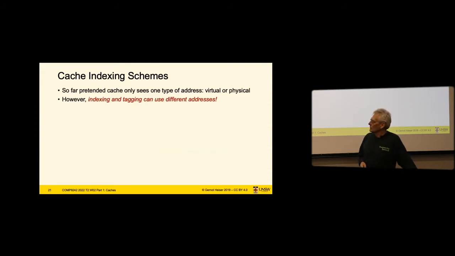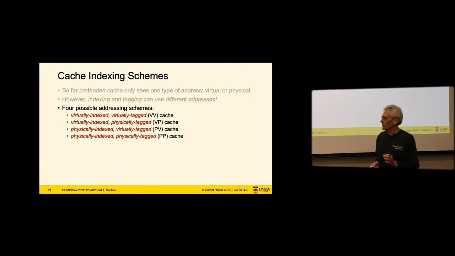And in general, there's no reason that you can only use one, even in the same cache. Because you use the address twice. You use the address for indexing, and you use the address for tag matching. And my assumption so far has been that it's the same address. You take the tag from the same address as the index. But that's not necessarily the case.